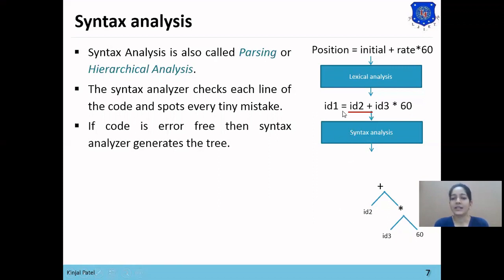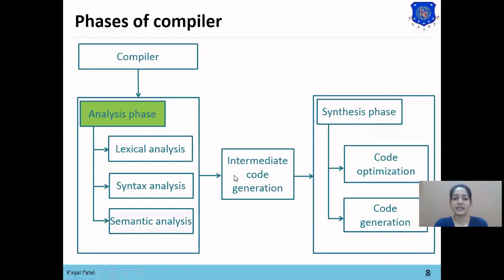Now the last operator is equals to, which is an assignment operator and it has the lowest priority. So now we will assign ID1 to the whole expression, and the whole expression is stored into the plus symbol. So we will add ID1 equals to the whole expression. So this is how a parse tree can be generated by syntax analysis. Now this parse tree will be passed to the semantic analysis.